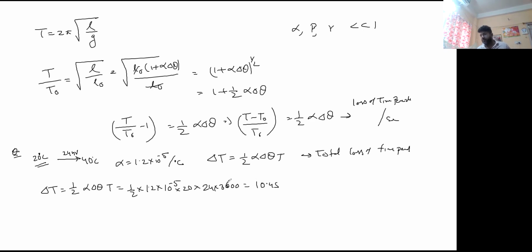So is the time fast or slow? As the temperature increases, the time will slow. In 1 day, 10.4 seconds slow. Clear everyone? Is it okay?